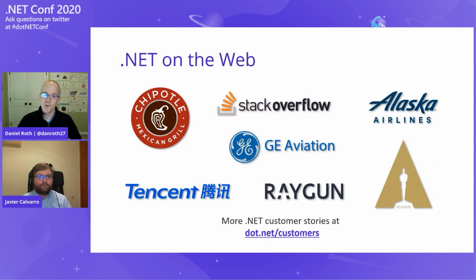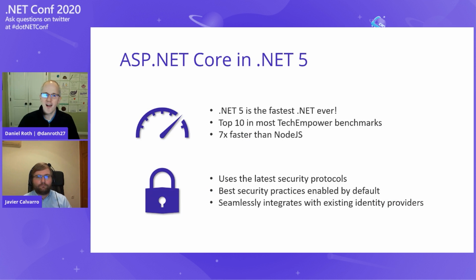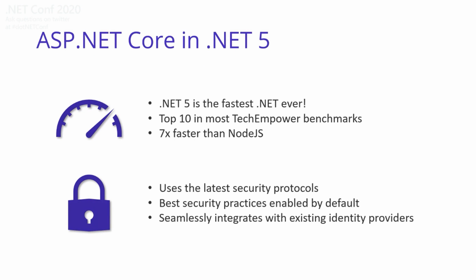Now, .NET has been the workhorse powering web apps from the server for many years. Many of the biggest names on the web are powered by .NET. With ASP.NET Core in .NET 5, you get unparalleled support for building web apps that are fast and secure. ASP.NET Core in .NET 5 is the fastest .NET web framework we've ever shipped and ranks in the top 10 for almost every public TechEmpower benchmark, far outperforming most other popular web frameworks. It also helps keep your web app secure with the latest security protocols and best practices.